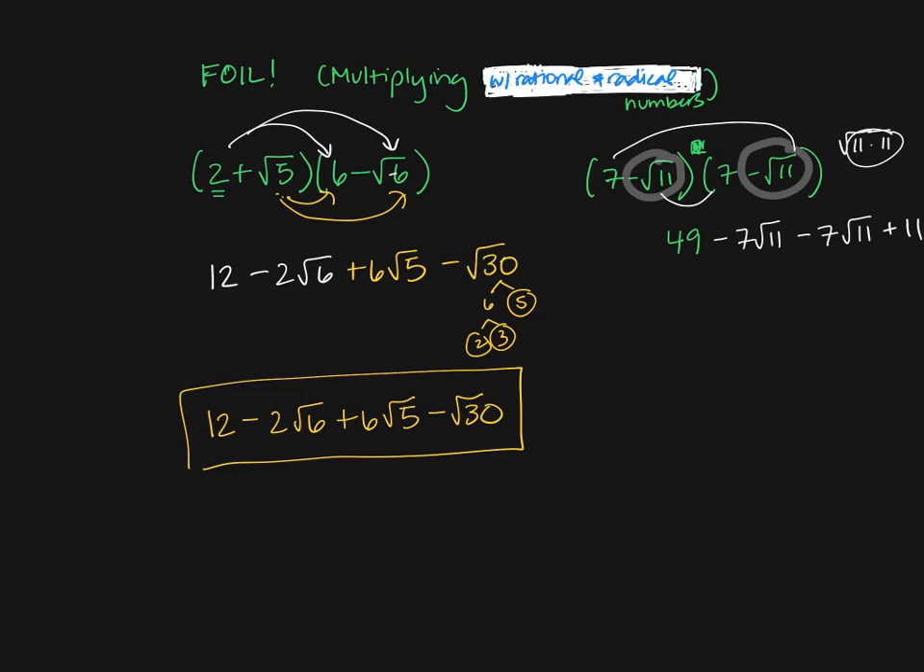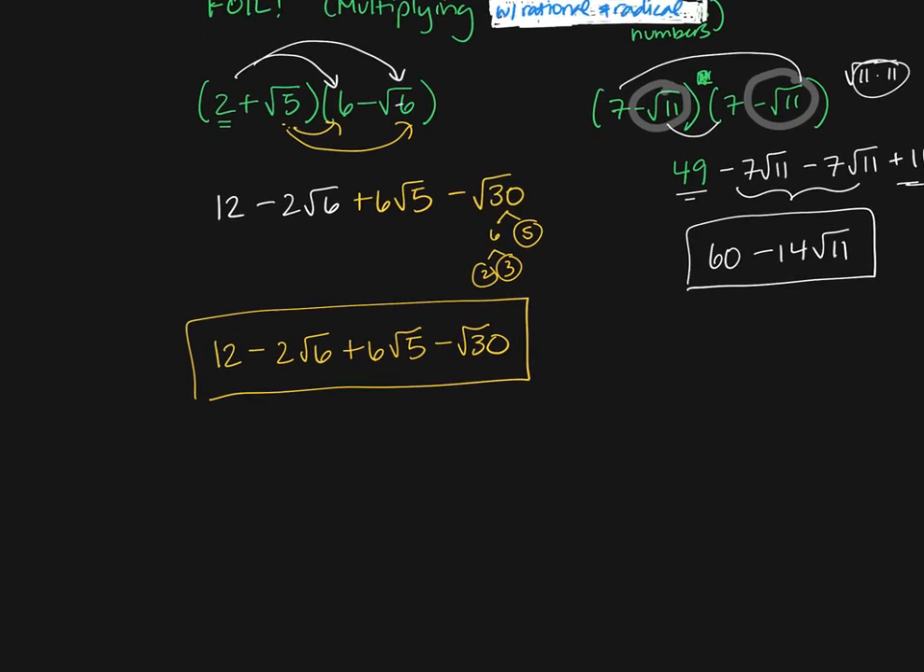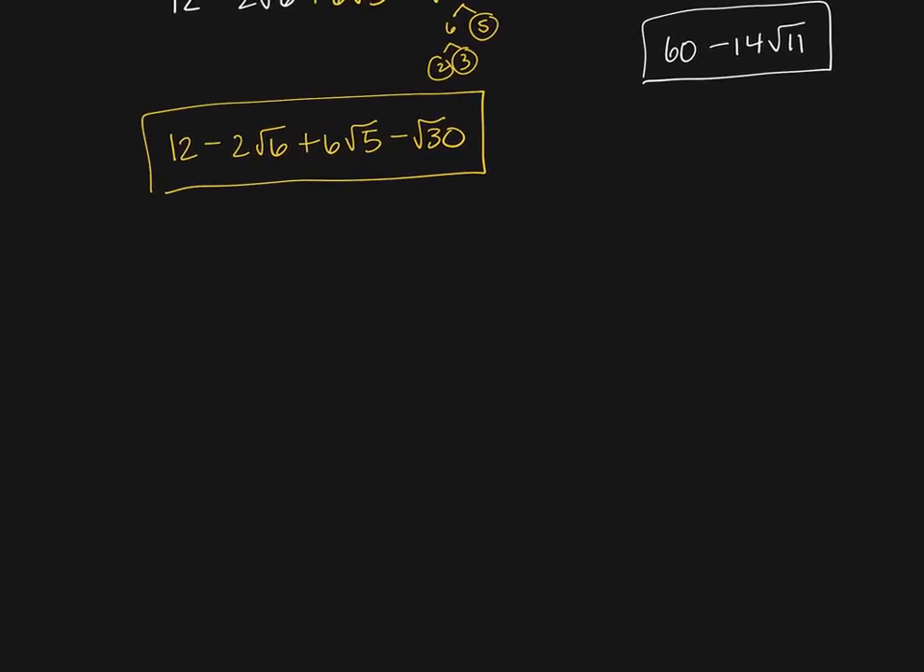So now you can combine like terms. 49 plus 11 is going to be 60. And these two are like terms, so we're going to get minus 14 root 11. And that's how that would play out. But the last example is the one that's really important, and it's going to lead into the next part of notes about conjugates.